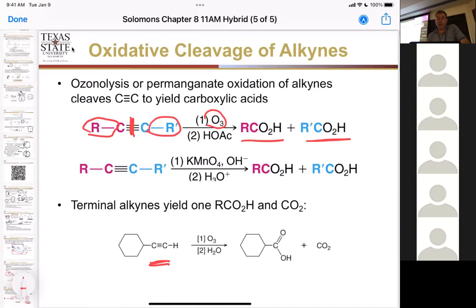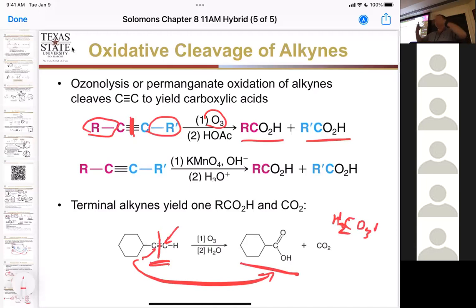When we do that, we're going to break this triple bond, giving us a carboxylic acid. So the first carboxylic acid is this side. And this right here is going to break down to carbonic acid, which is CO3H2, and then that decomposes into CO2 and water. So ozone turns alkynes into carboxylic acids.